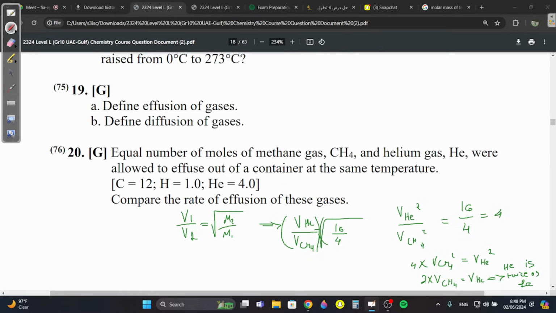Why I went through all these extra steps is because sometimes in the exam they won't give you perfect numbers. So what I did now is for when they don't give you perfect numbers that can be square rooted. But in this case, radical 16 over 4 is just 2. You can just cross multiply the 2 to the CH4, and you're going to get 2 times velocity of CH4 directly without having to square or anything. 2 times velocity of CH4 equals the velocity of helium, and then you can infer directly that helium is twice as fast as CH4.